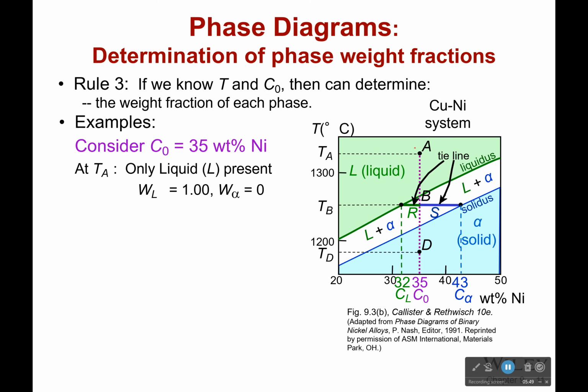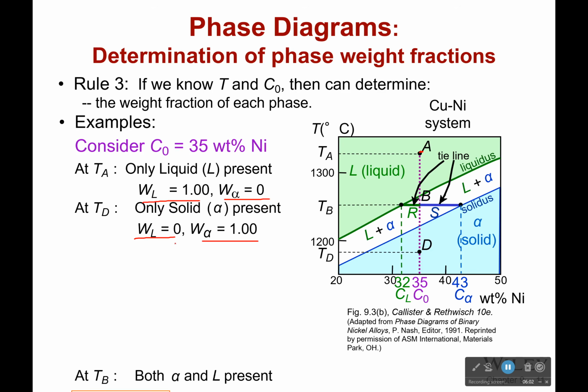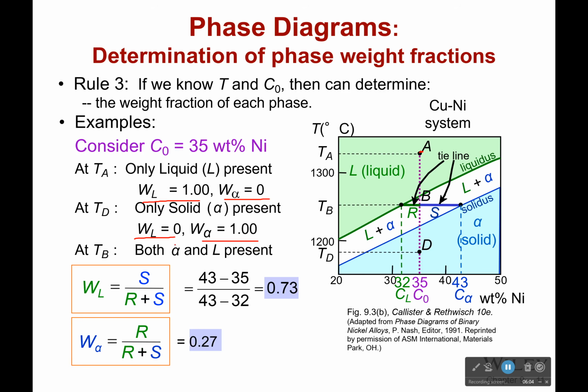So at my temperature A right up here, only liquid is present, and so for my weight fraction, the liquid is 100% and my solid is 0%. Down at the bottom, it's only solid, so that's 100%, and my liquid is 0%. But then I have this point right here in the middle where I have both liquid and solid. And so how do I figure that out?